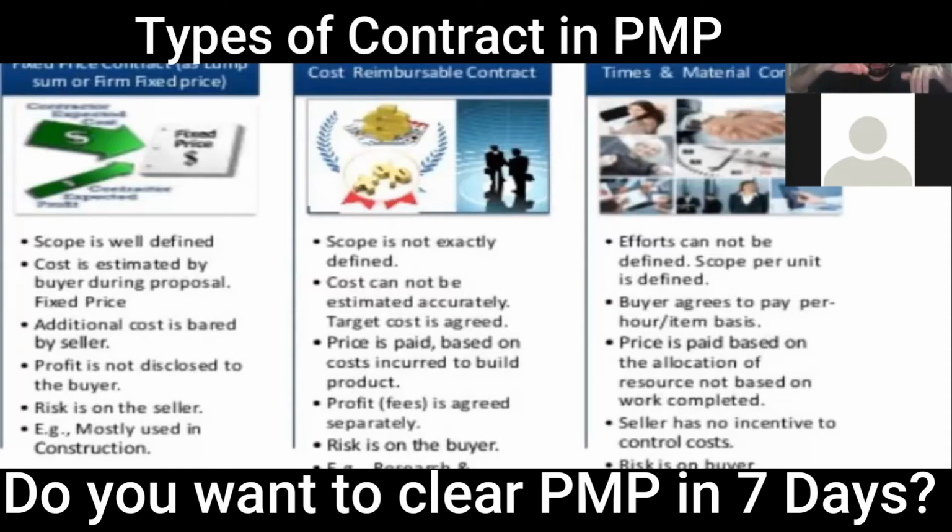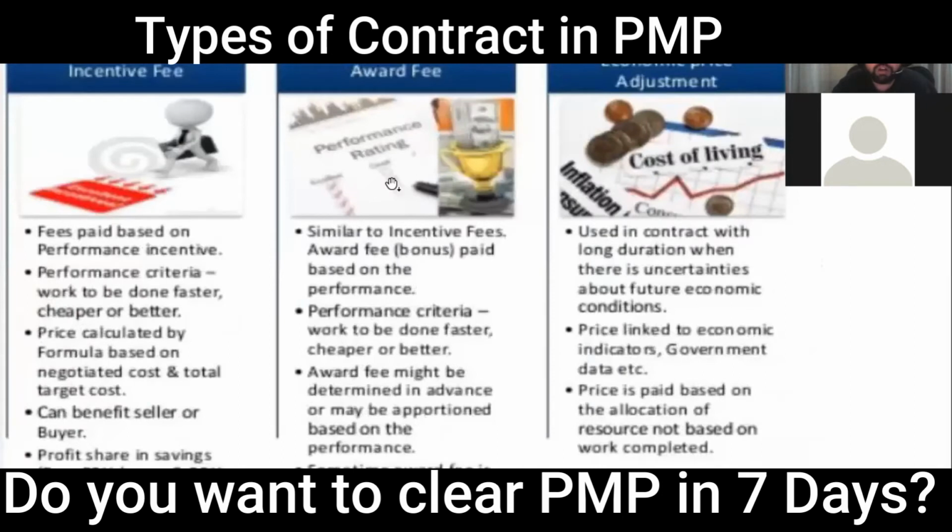Then we have subtypes that come under fixed price and cost reimbursement, that are incentive fee, award fee, and economic price adjustment. Let's say now incentive fee, let me explain it this way. Now a seller is working somewhere, you have given him a contract, okay, do this work, you have 6 months to do this work. Incentive fee is used basically both in fixed price as well as cost reimbursement.